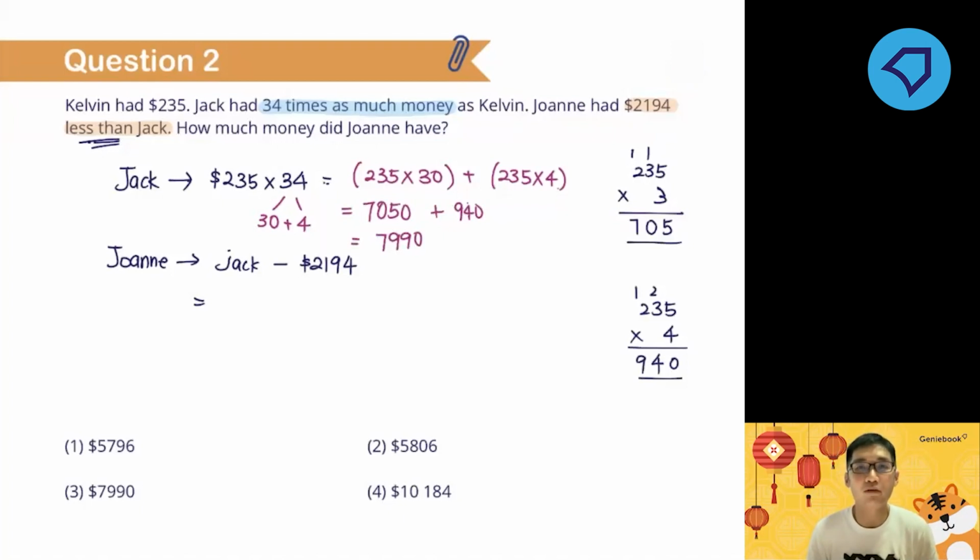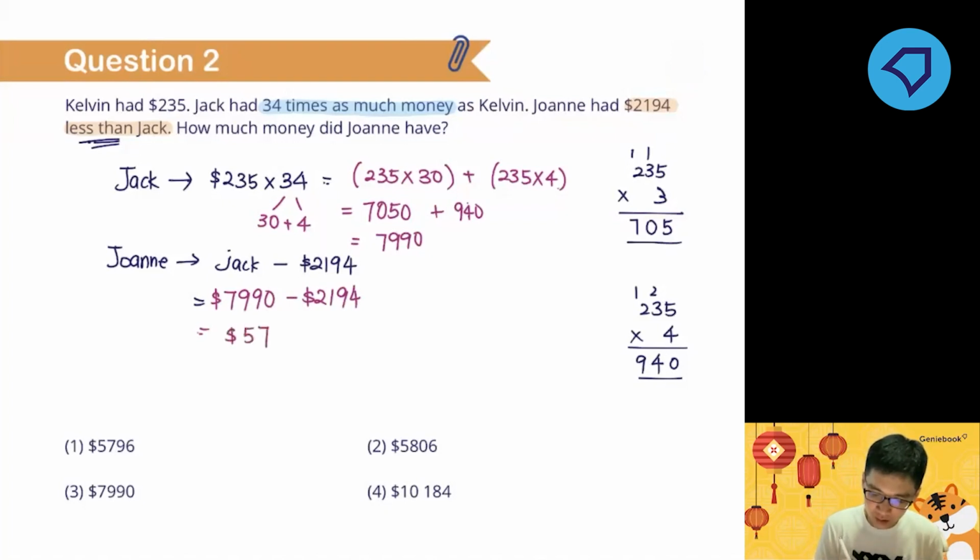So then we can work out Joanne's money. So we take $7,990 minus 2,194. Okay, so this one here, you can work it out on your own. I will not show you the workings for that. So the final answer would be 5,796, which is number 1.